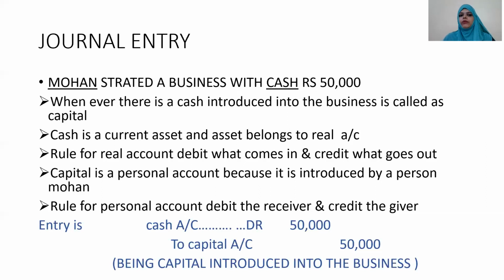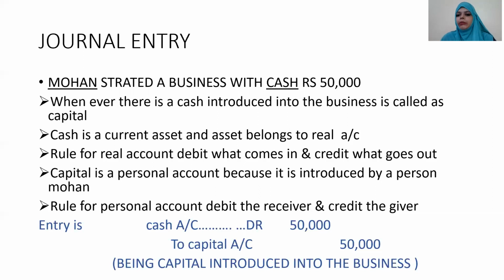So here two accounts are involved. First is Mohan, second is cash. And Mohan introduces cash, means it is a form of capital. So capital is introduced by Mohan, that is a personal account, and cash, it is an asset. So it belongs to real account. So for a real account, we can say the rule is debit what comes in and credit what goes out.